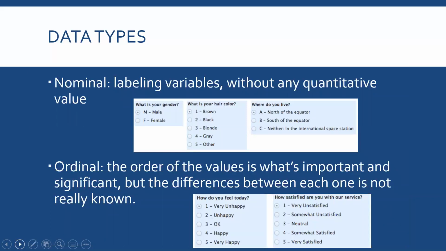Ordinal is the second category on this slide. The order of values is what is important and significant, but the difference between each one is not really known. As long as we have an order for the data, this is an ordinal data type. Example: how do you feel? As you see, very unhappy, unhappy, okay, happy, and very happy. So these are five ordered options. How satisfied are you with our service? Again, we have a rank. As long as we have a rank, this would be ordinal data.